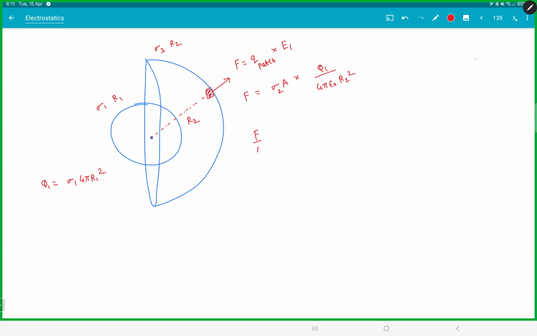So if you divide force by area, I will get sigma 2 Q1. I can adjust this also. 4 pi, I will multiply r1 square and r1 square. This will become epsilon r2 square. That will become sigma 1, sigma 2, r1 square by 4 pi, pi is gone, epsilon r2 square. Is that clear, everyone? This is the pressure on the surface.